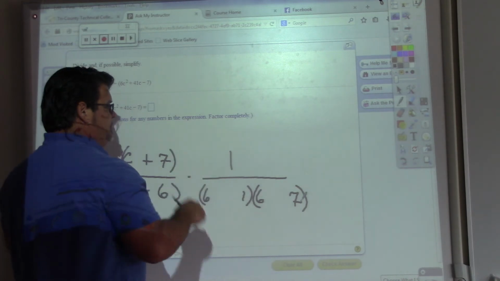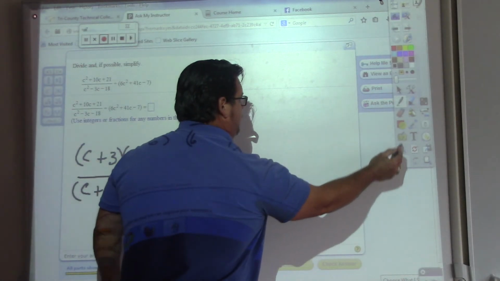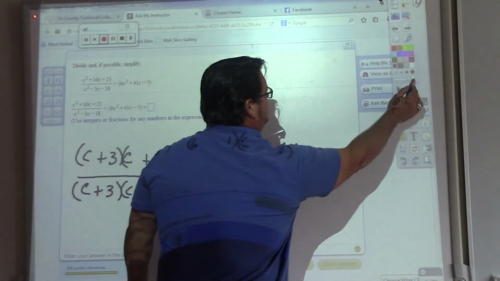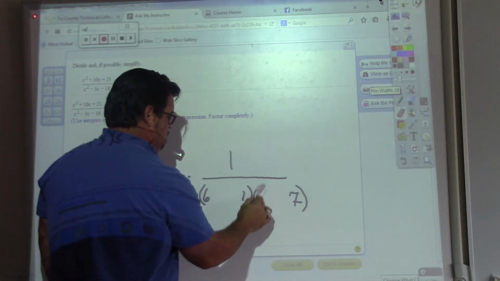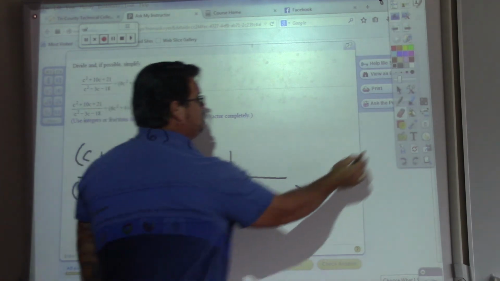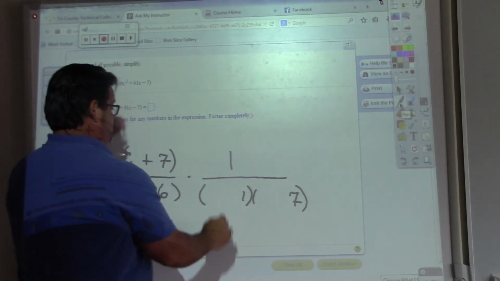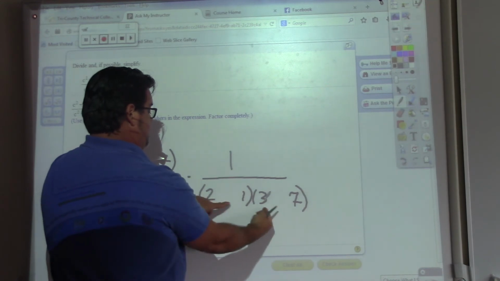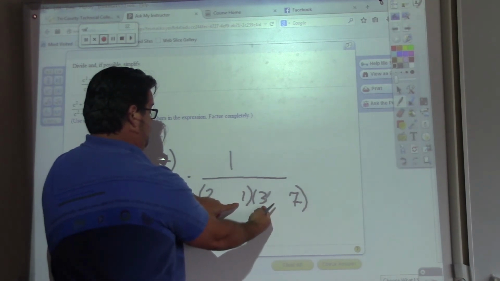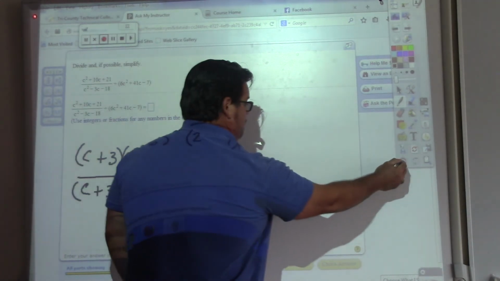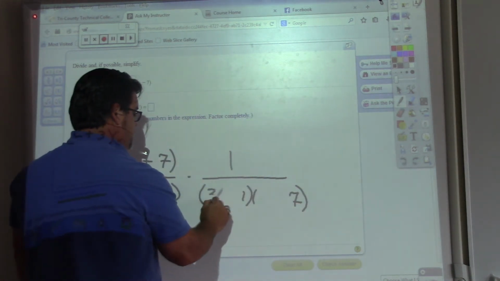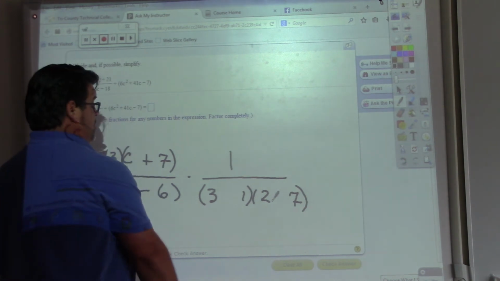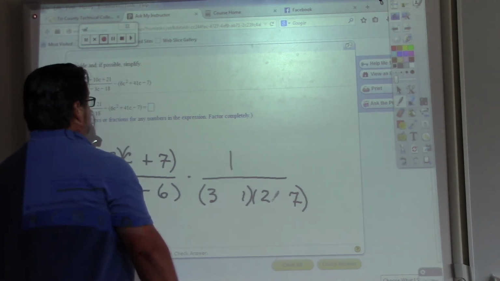2 and 3. Let's try 2 and 3. So take our handy dandy... So 2 and 3, that'll give us a 14 and that won't work. So let's flip it. 3 and 2, that'll give me a 21 and a 2, so that won't work.